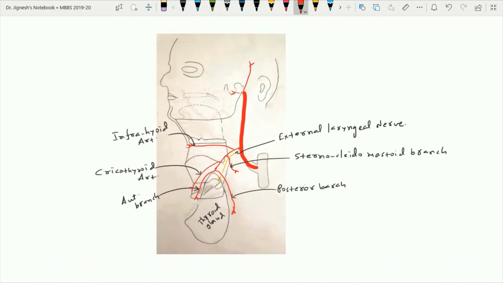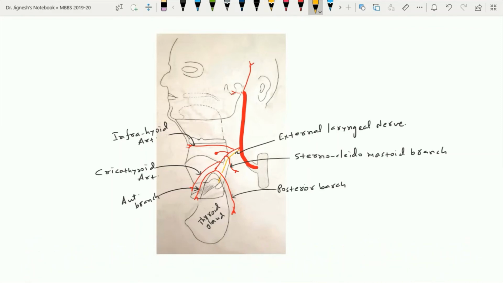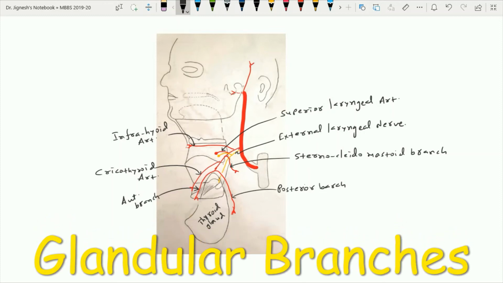One more branch from this superior thyroid artery is the superior laryngeal branch, and it is going to pierce the thyrohyoid membrane to enter the laryngeal cavity along with the branch from the external laryngeal nerve, that is the internal laryngeal nerve. And this artery is going to supply the interior of the larynx. And the two terminal branches are the glandular branches. These are the anterior branch and posterior branch we have already discussed.